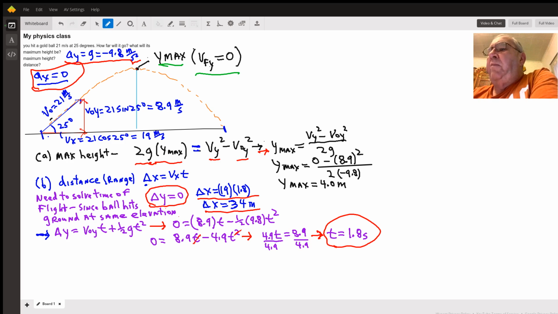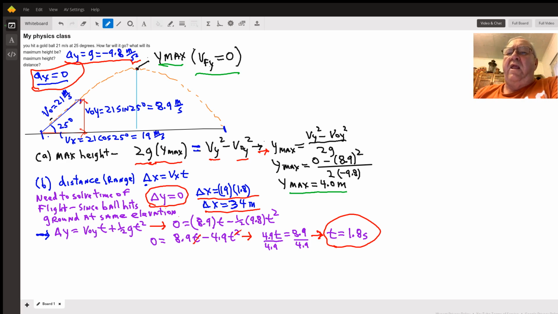So when we come in here to solve for y max, since that final velocity in the y direction is equal to 0, we have 0 minus 8.9, the starting velocity in the y direction, squared, divided by 2g, so 2 times minus 9.8. That will give us a maximum height of 4 meters.